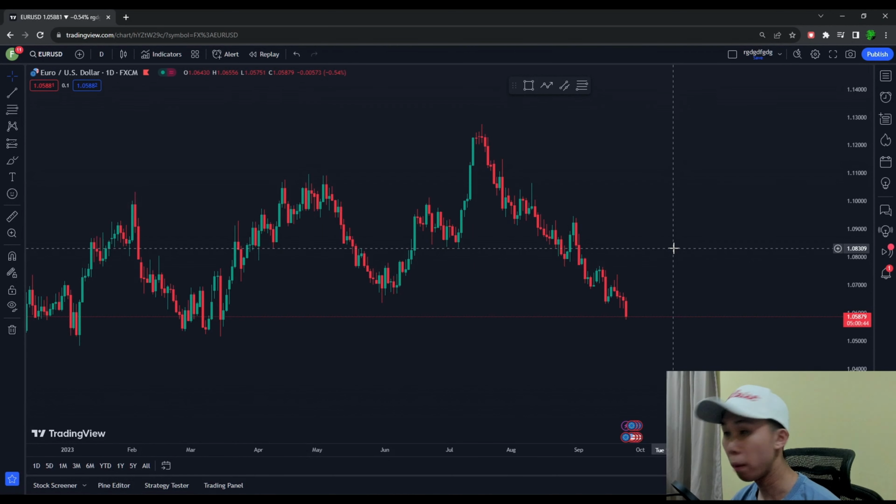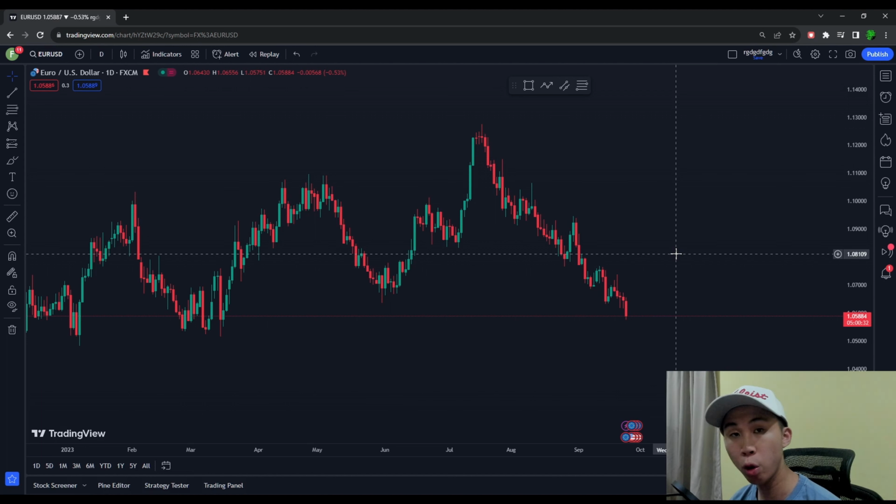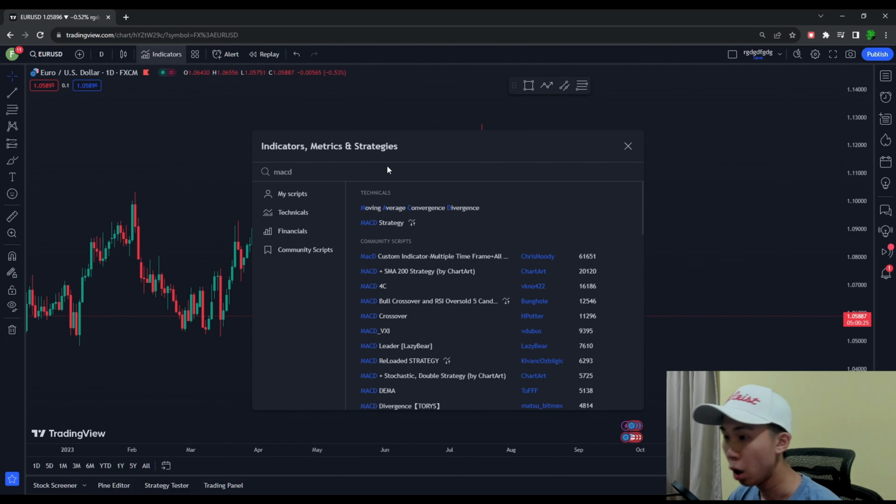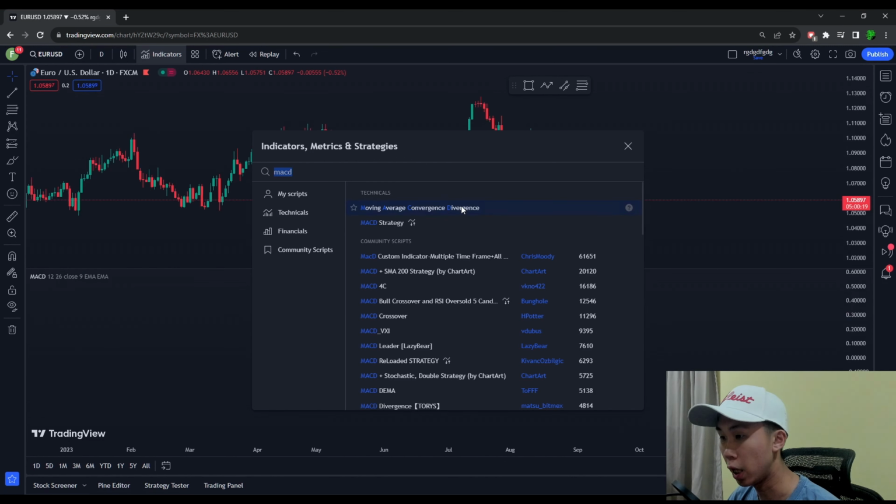We are going to jump into the charts right away. And of course, since we are talking about the MACD indicator, I'll be applying the indicator, which is MACD, into the chart right now. If you are on TradingView, you can follow my steps to apply that onto your charts. You head over to indicators, type in MACD. You're going to see this under technicals, moving average convergence divergence. So that is the MACD indicator.